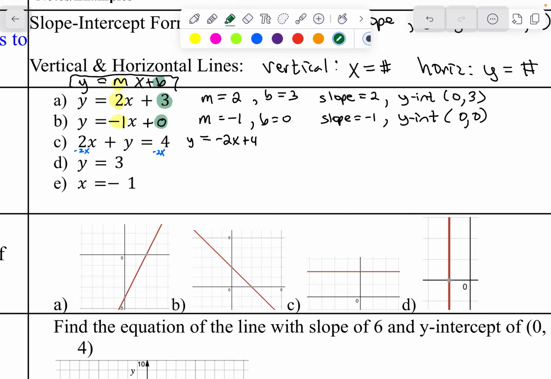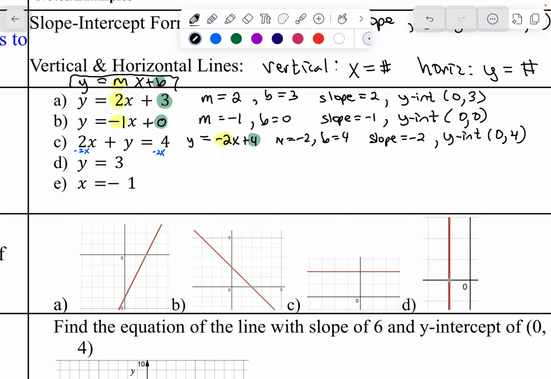So our slope is negative 2. Our y-intercept is 4. So let's write that m equals negative 2, b equals 4, and then let's write the words. Slope is negative 2. Y-intercept is the point (0, 4). Sorry, that looks so bad. Let's try again. Okay, there we go.